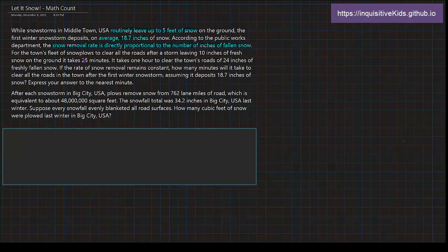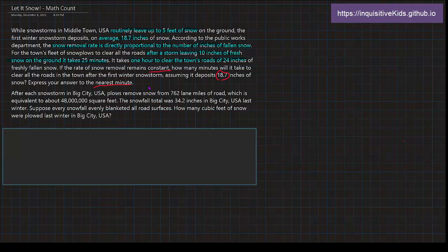For the town's fleet of snowplows to clear all the roads after a storm leaving 10 inches of fresh snow on the ground, it takes 25 minutes. It takes 1 hour to clear the town's roads after 24 inches of freshly fallen snow. If the rate of the snow removal remains constant, so that's a good word right there, constant, so it doesn't change, how many minutes will it take to clear all the snow in town after the first winter snowstorm, assuming it deposits 18.7 inches of snow? And we have to express it to the nearest minute.